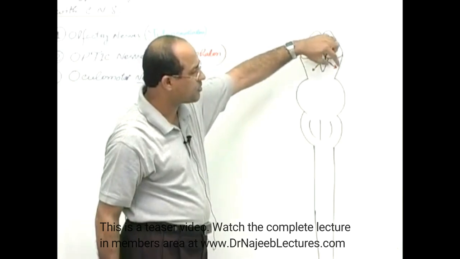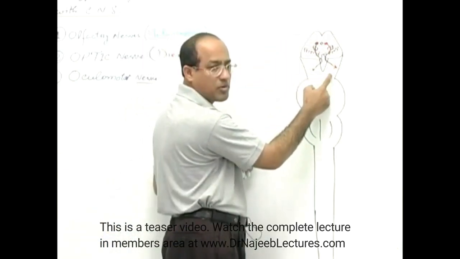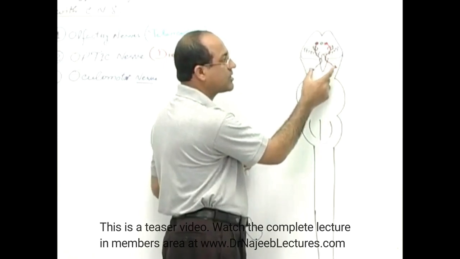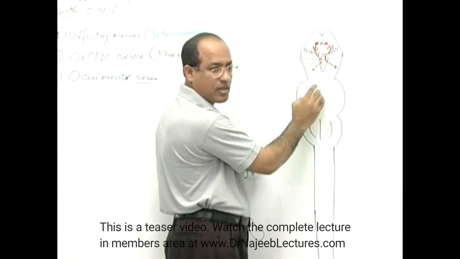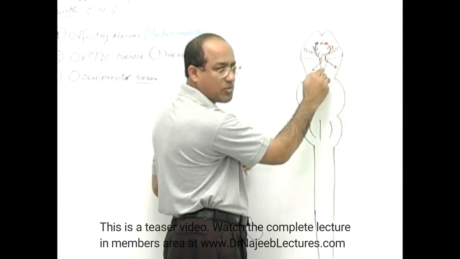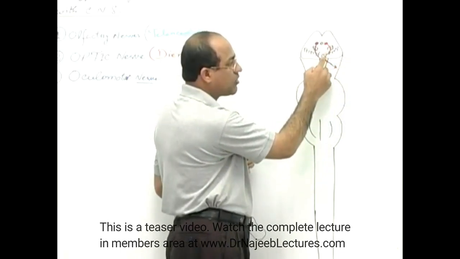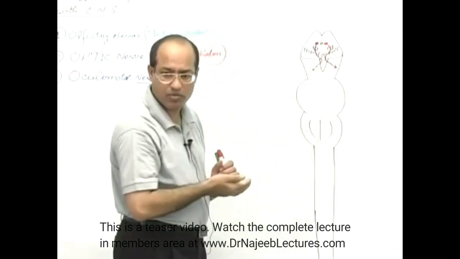These are called cerebral peduncles. This is the right cerebral peduncle, this is the left cerebral peduncle, because these are masses of gray matter which connect the brainstem with the cerebral hemisphere. Now, this is the lateral side of the cerebral peduncle, and here is the medial side of the cerebral peduncle. So we can say that the oculomotor nerve exits on the medial side of the cerebral peduncle.